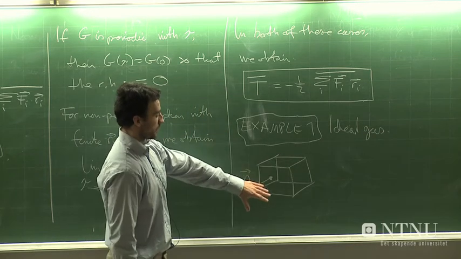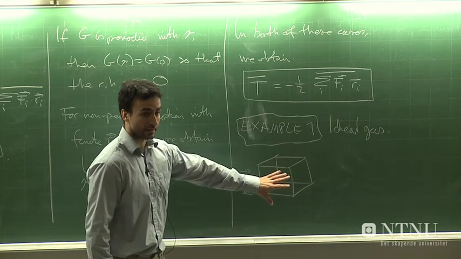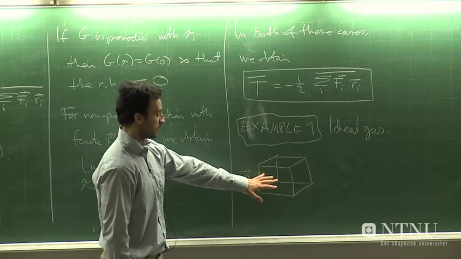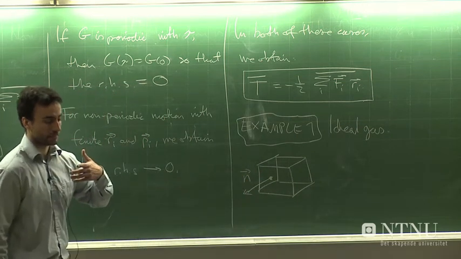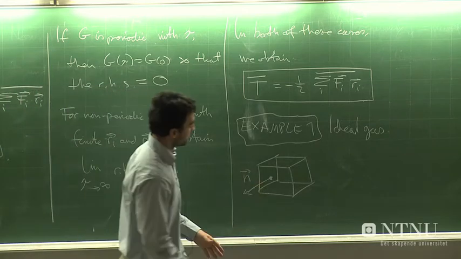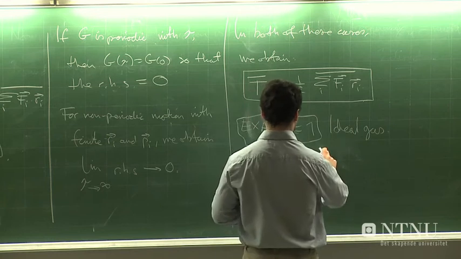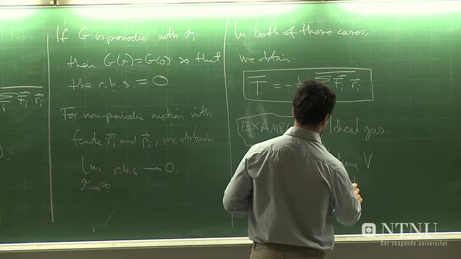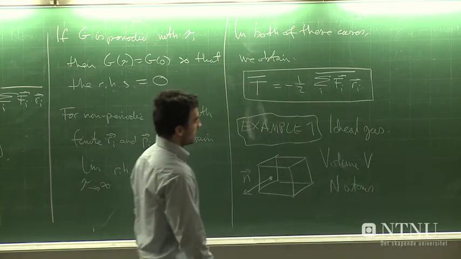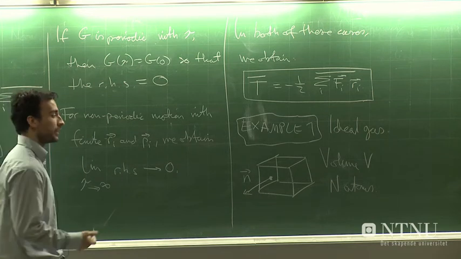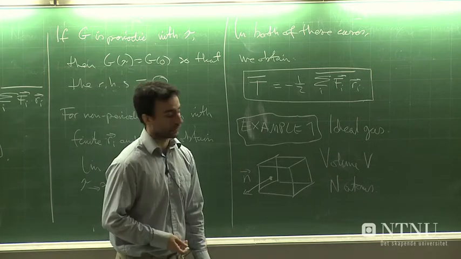So imagine we have some box here which contains an ideal gas. And the unit vector n here represents a unit vector perpendicular to the walls of the box. And let's assume we have a volume V and a large number N of atoms.